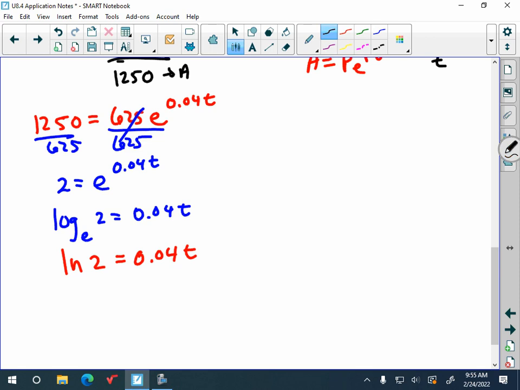Now we're going to divide both sides by 0.04. You're not dividing 2 by 0.04, you're dividing ln 2. So be careful on the calculator. Get that decimal for ln 2, and then divide it by 0.04. Then we're going to 3 decimal places again. So this is 17.329 years.